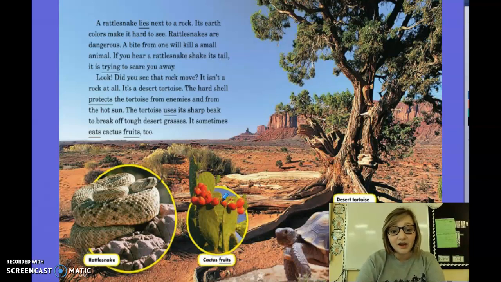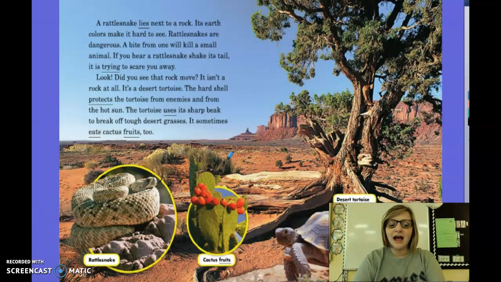Last summer when I was visiting the desert in Arizona, we tasted cactus fruit candy. Did you even know they made that? It's almost like gummy worms or gummy bears, but it's made out of cactus fruit. It actually tasted pretty yummy.